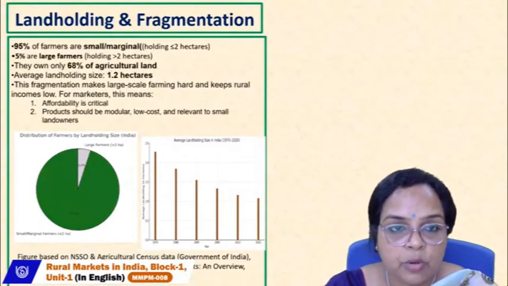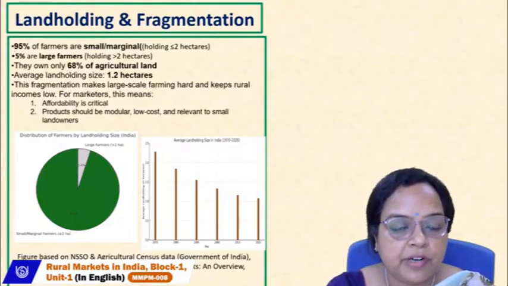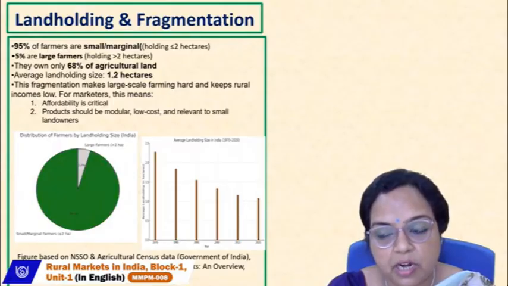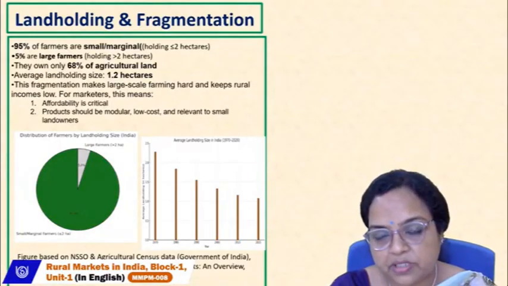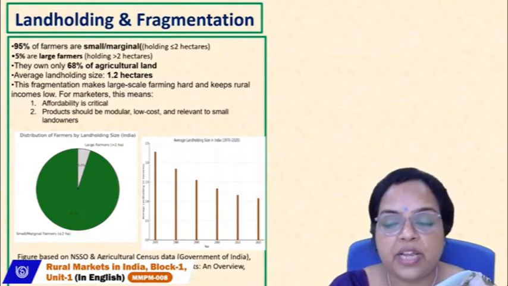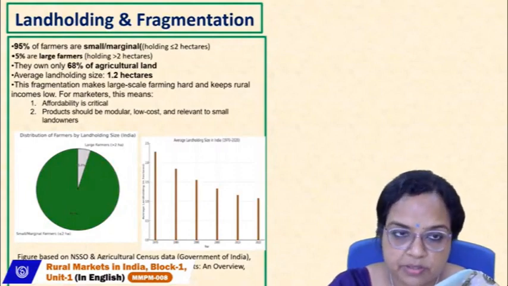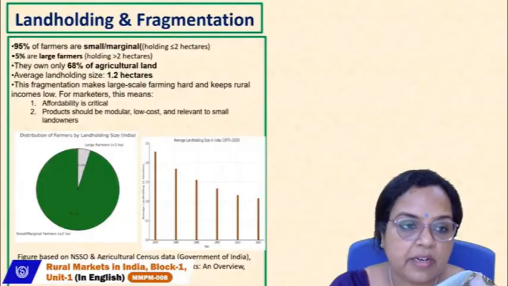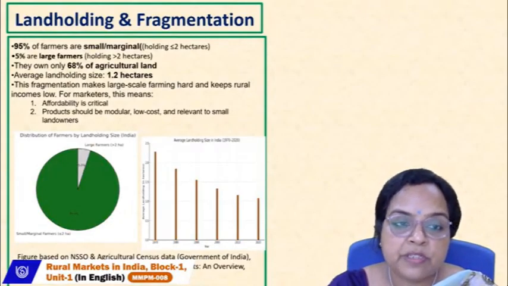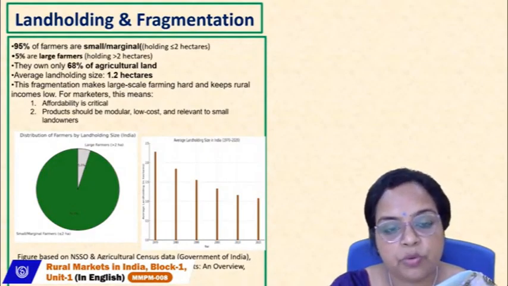Then it comes to land holding and fragmentation. 95% of farmers are small or marginal. How do we calculate small and marginal? There is a cutoff: those farmers holding less than 2 hectares of land. Only 5% are large farmers having more than 2 hectares of land, and they own only 68% of the agricultural land. The average land holding size is 1.2 hectares.